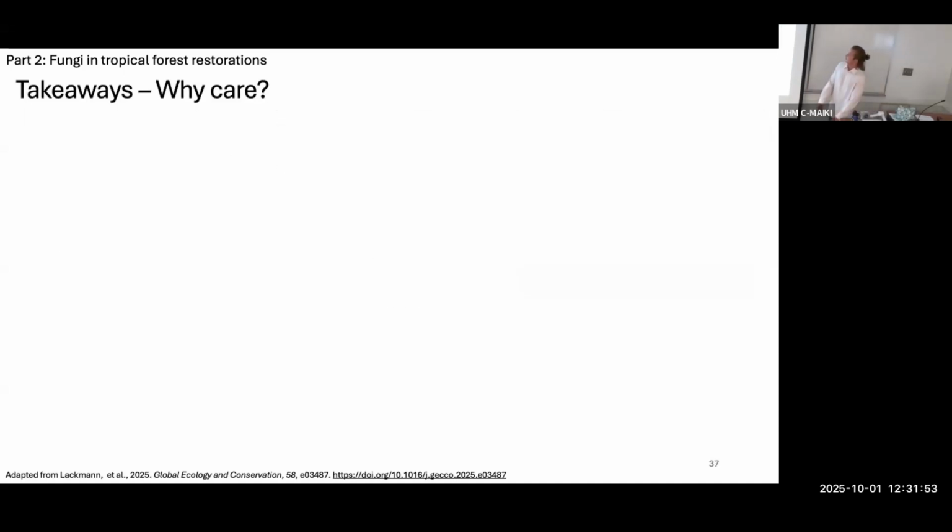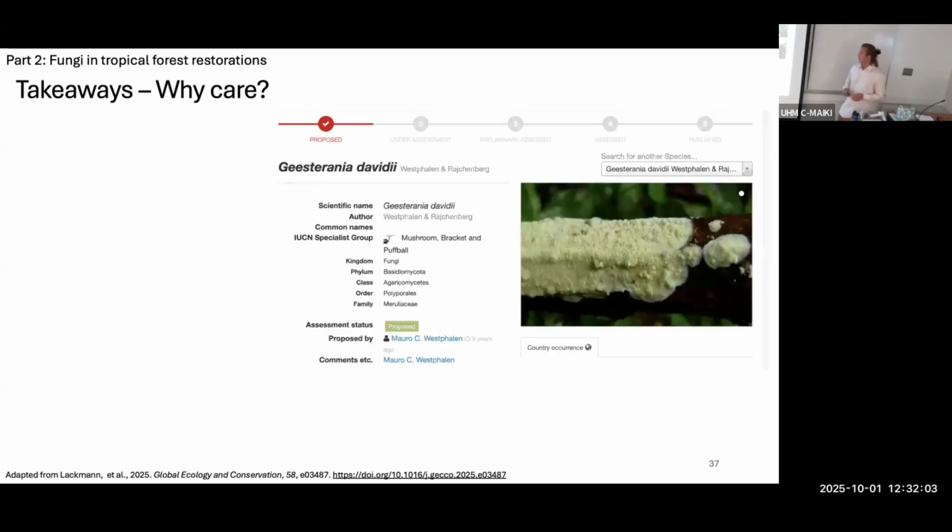Why care? So one interesting finding that we found is that in our reference forests and our plantations, we were getting good matches for this particular fungus, Gyrostomea davidii, which has been proposed as a species of concern to the IUCN because it's associated with declining tropical forests. We didn't detect it in the natural regenerations.